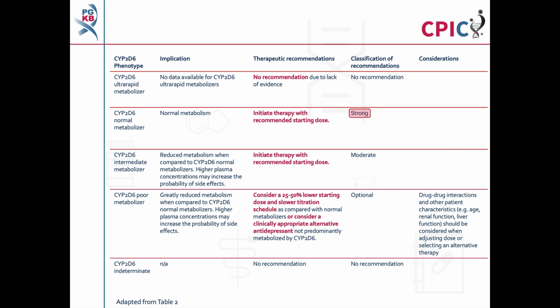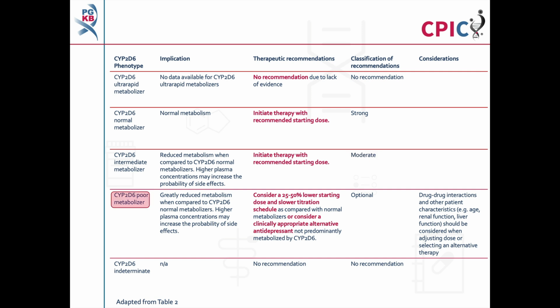This is a strong recommendation. Patients with a CYP2D6 intermediate metabolizer phenotype will have reduced metabolism of fluvoxamine compared to normal metabolizers. This leads to increased plasma concentrations, which may increase the probability of side effects. These patients can begin fluvoxamine therapy at the recommended starting dose. This is a moderate recommendation.